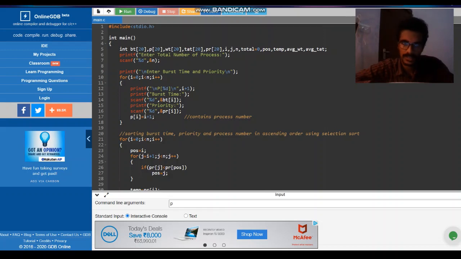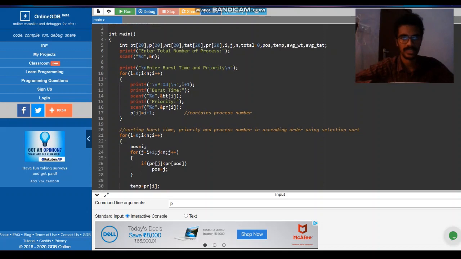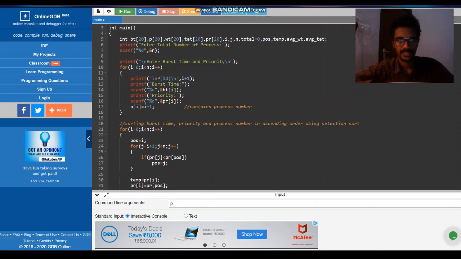For the total number of processes, initialize 10. For burst time and the priority, first I'm opening a for loop. Then I'm entering printf with p of %d, and i plus 1. The burst time of i is getting stored, and the priority, pr of i. That's how the variables are getting stored. And pi is equal to i plus 1.